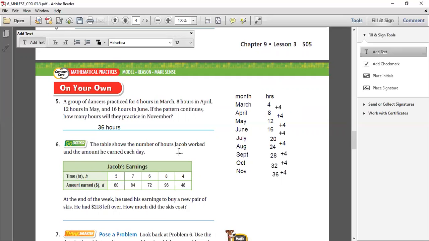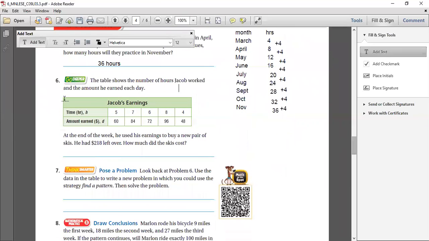Okay, done. So let's go to question number 6. Now, the table shows the number of hours Jacob worked and the amount he earned each day. When he worked for 5 hours, he earned $60. When he worked for 7 hours, he earned $84. When he worked for 6 hours, he earned $72. When he worked for 8 hours, he earned $96. And when he worked for 4 hours, he earned $48.